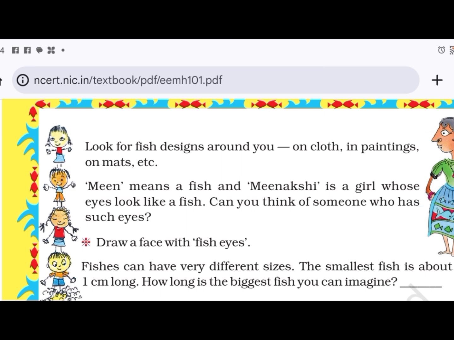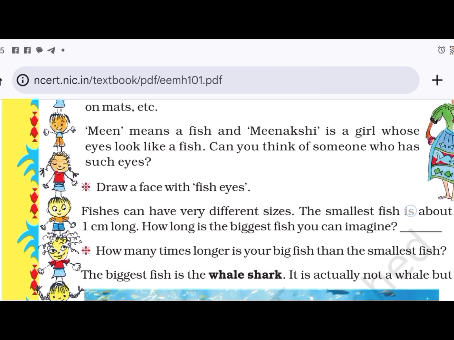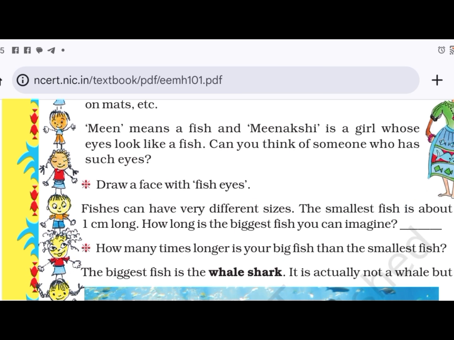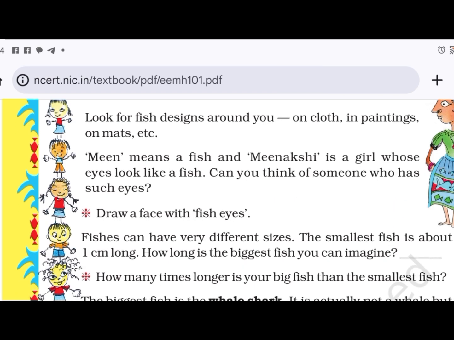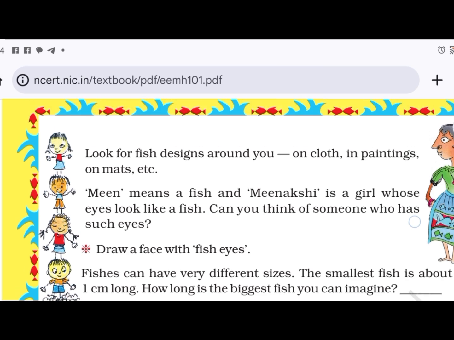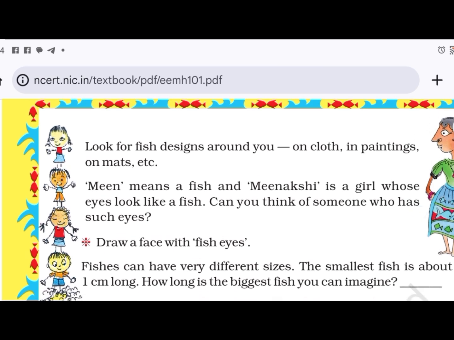Next is Meen, which means a fish. Meenakshi is a name of a girl whose eyes look like a fish. Can you think of someone who has such eyes? Dear children, look at that painting on the right side. That girl has eyes the same as a fish. Do you imagine someone among your friends or family, or even your own eyes, look like a fish? Just take a look in a mirror, you will find this.